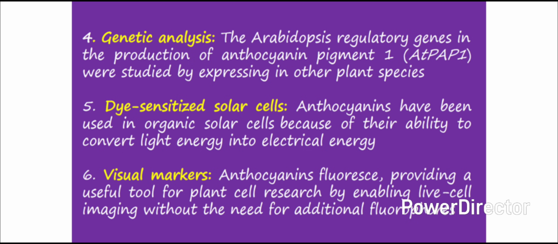Fourth one is genetic analysis. The Arabidopsis regulatory genes in the production of anthocyanin pigment 1 were studied by expressing them in other plant species. Fifth one is dye-sensitized solar cells. Anthocyanins have been used in organic solar cells because of their ability to convert light energy into electrical energy. Sixth one is visual markers. Anthocyanin fluorescence provides a useful tool for plant cell research by enabling live cell imaging without the need for additional fluorophores.